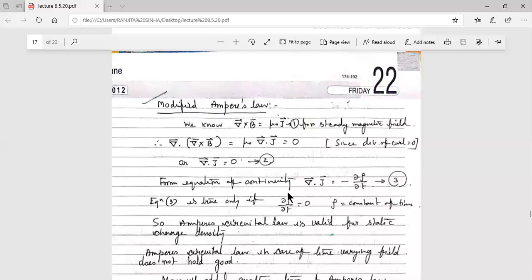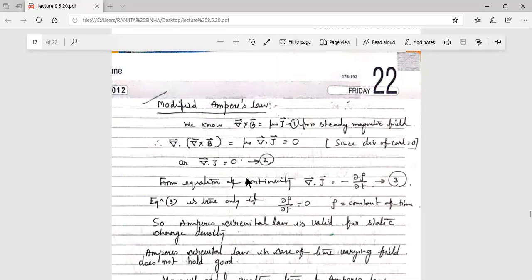Here rho is the volume charge density, and charge density is not dependent on time, so del rho by del T equal to 0. So we can say that Ampere's circuital law is only valid for static charge density, when rho is constant. But Ampere's circuital law in case of a time varying field does not hold good.